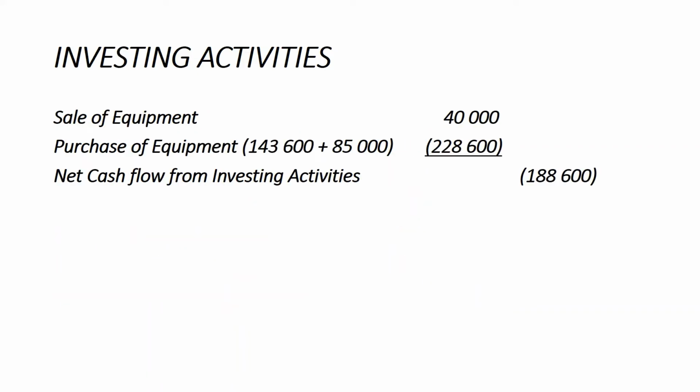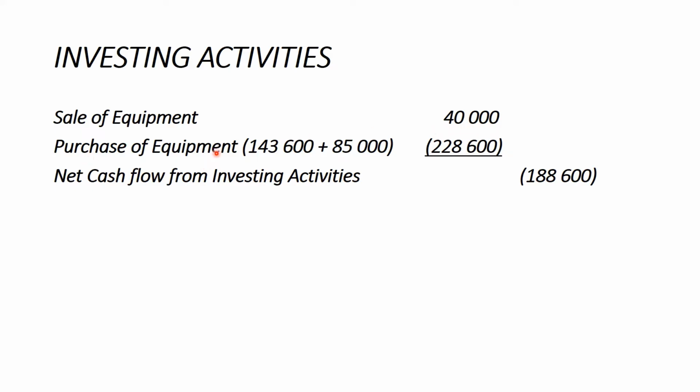Investing activities. In this section, we have usually the investment in non-current assets, and if we have any investment that we make in other companies or other businesses. Okay, so the sale of the equipment that involved a non-current asset, we sold it for 40,000 in cash, so that would be an inflow of cash.